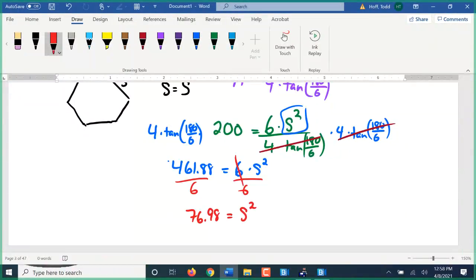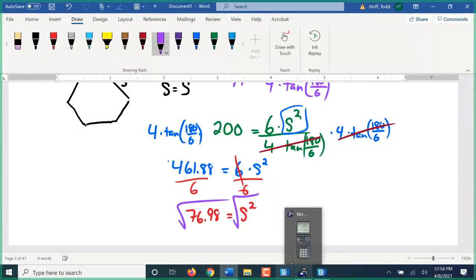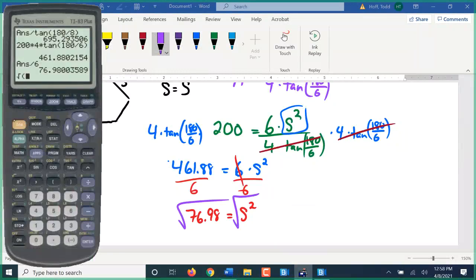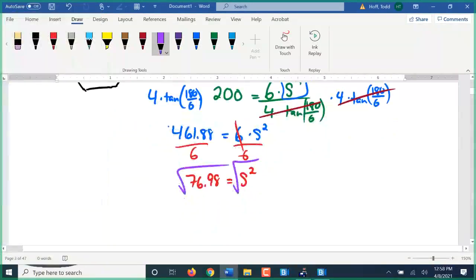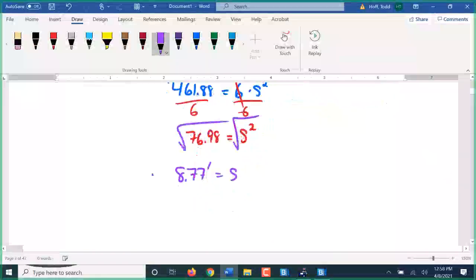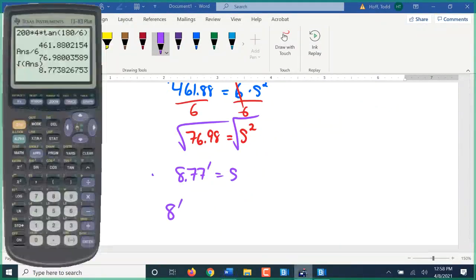Now that is s squared, so to find s, I have to take the square root. So the square root of that previous answer is going to be 8.77 feet. So the length of the side could be 8.77 feet, which would be 8 feet. Take the .77 times 12, which is going to be 9 inches. Take the .something and multiply that by 16.